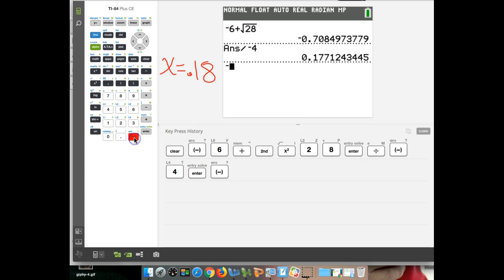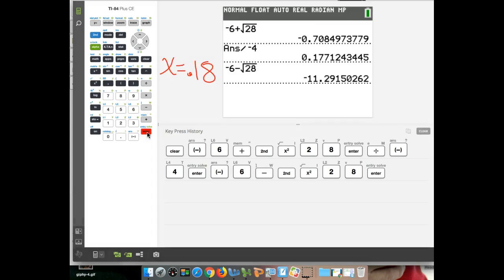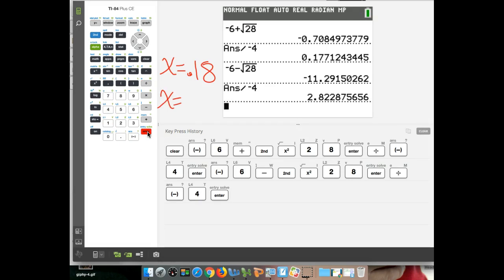We'll do the minus. So I'm going to have negative 6 minus the square root of 28. We're going to hit enter, and then we're going to divide by negative 4. And that is our second answer. So I'm going to say x equals, and we have 2.8, and it doesn't round up, so it's going to be 2. So that's how we do that on the calculator. You have to figure out the top part first, and then your last step is always to divide.